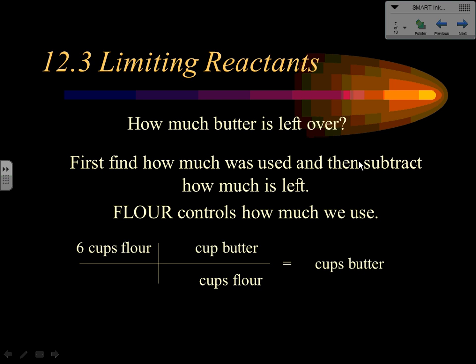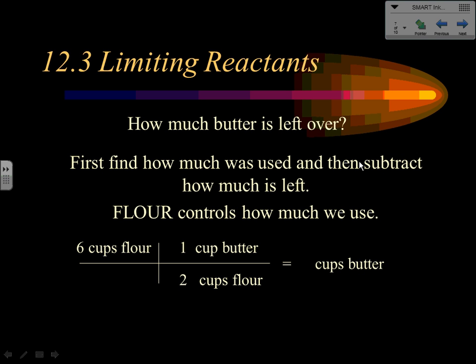So I don't want cups of flour, I want cups of butter. And the recipe says for every cake I needed 2 cups of flour, and for every cake I only needed 1 cup of butter. So the equality here is I use up flour at a rate of 2 cups per cake, and I use up butter at the rate of 1 cup per cake.